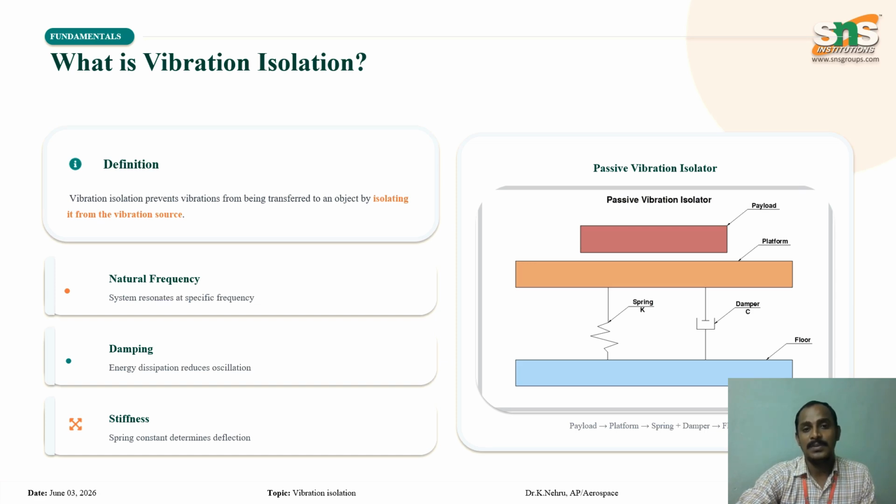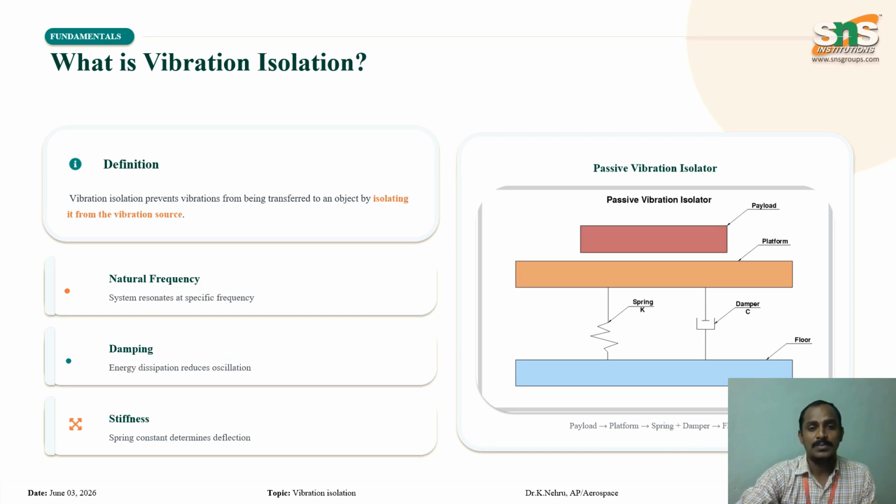So, to understand what vibration isolation actually means: vibration isolation is the process of preventing vibration from being transmitted from a vibration source to another object. Consider the aircraft engine. The engine continuously generates vibration during operation. If these vibrations are directly transmitted to the aircraft structure, they can lead to structural failure, equipment malfunction, passenger discomfort, and increased maintenance cost. To prevent this, engineers place vibration isolators between the vibration source and the structure.